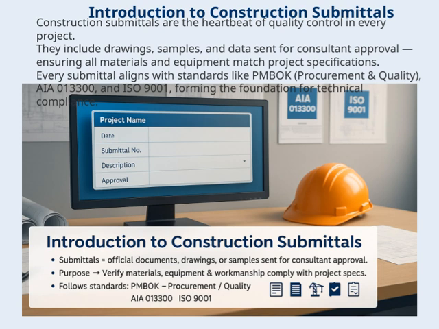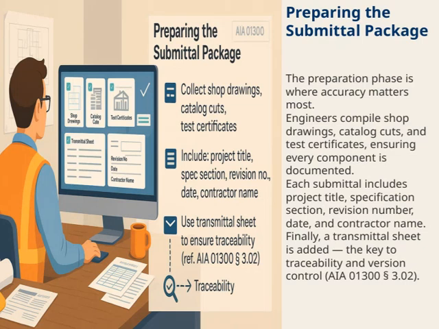The preparation phase is where accuracy matters most. This is the critical step where engineers compile all the necessary documentation, such as shop drawings, catalog cuts, and test certificates. It's essential that every component is thoroughly documented to ensure clarity and precision. Each submittal must include key details like the project title, the specific section of the specifications it relates to, the revision number, the date, and the contractor's name. These details help keep everything organized and traceable.